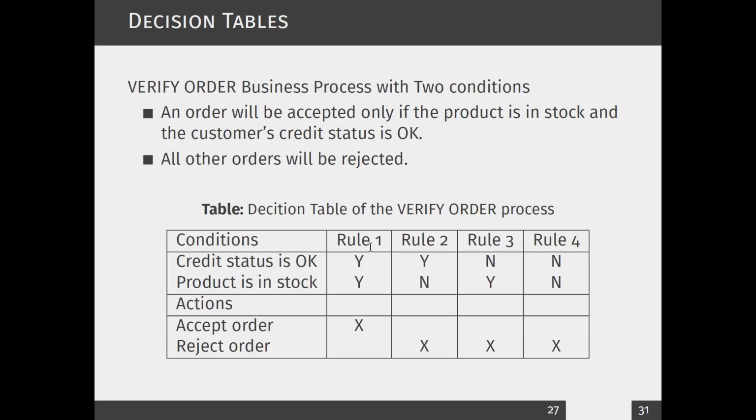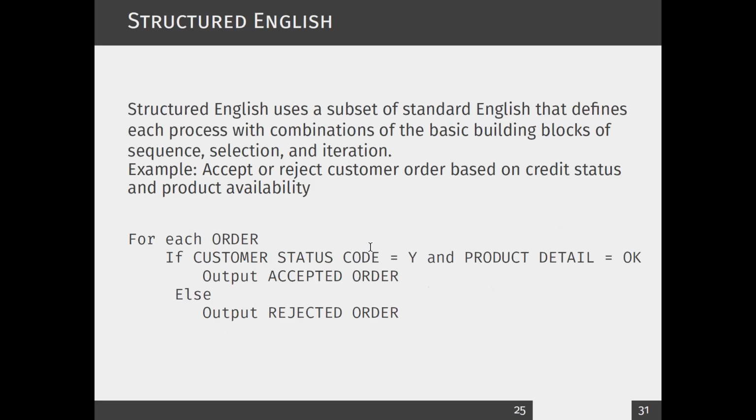Now, let's look at our previous example. If I go back to my previous example, it is about accepting or rejecting a customer order, and it is based on two things: first of all, the credit status, and second, the product availability. So you can see there are two conditions here. The first condition, we have to check their credit status. The second one, we have to check the product availability.